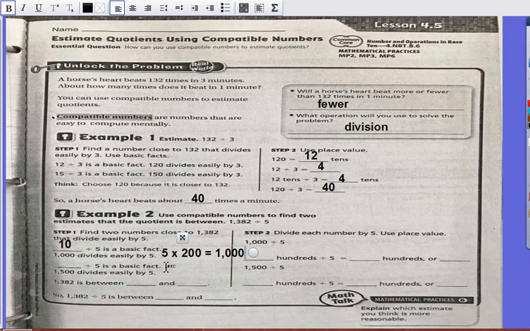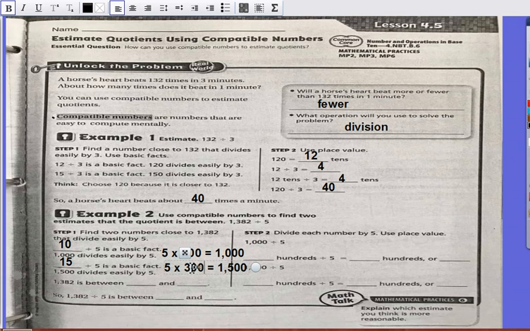Let's come down to this next one. Blank divided by 5 is a basic fact. 15 divided by 5 is a basic fact. So 1,500 divides easily by 5. I'm just going to show we knew that 5 times 3 was 15. If we're trying to make that 1,500, what do we have to add in here? We could do 5 times 300, that would work. 5 times 300 is 1,500.